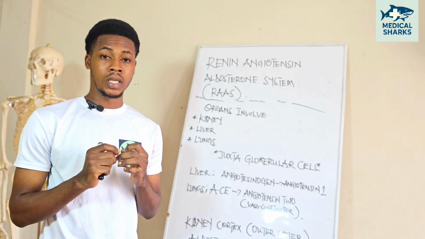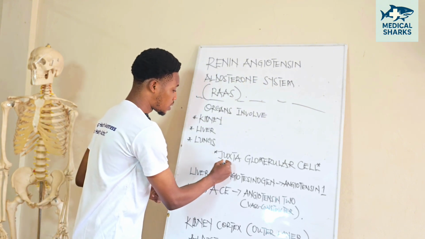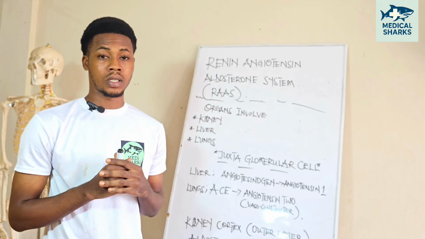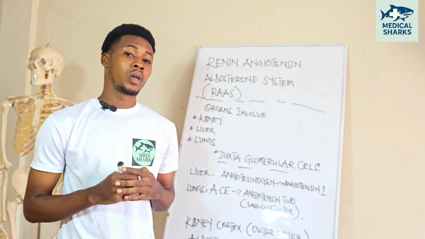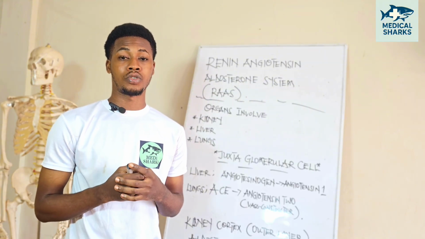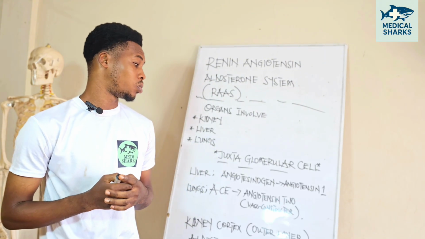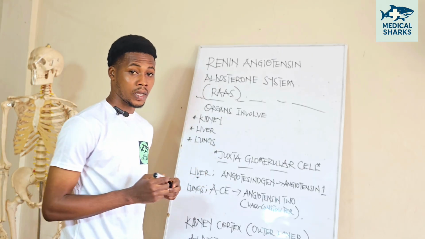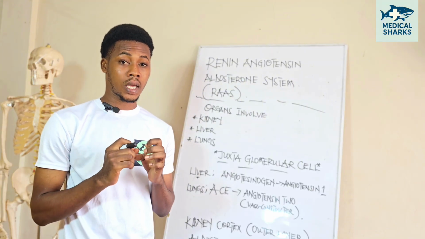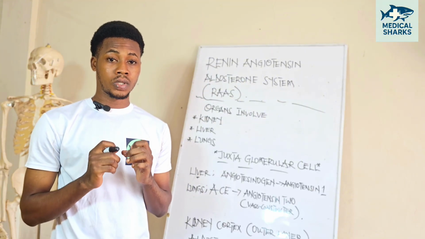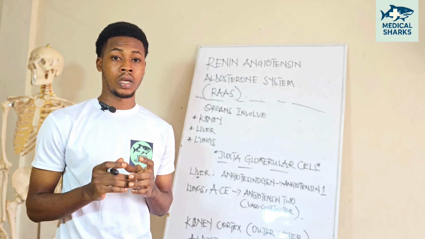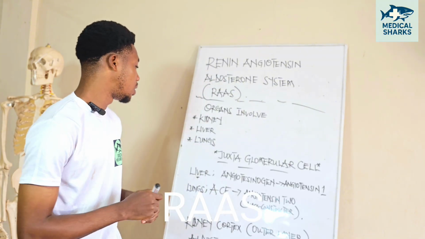And there's a cell within the kidney known as the juxtaglomerular cell. This is a cell that produces an enzyme known as renin. So within the kidney, there's a juxtaglomerular cell, which produces an enzyme known as renin. This renin is released into the bloodstream and then transported to the liver.